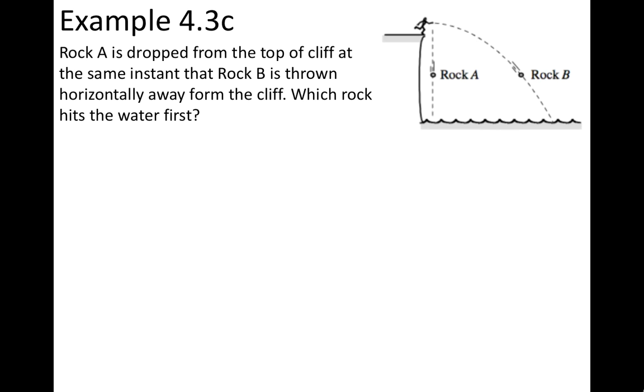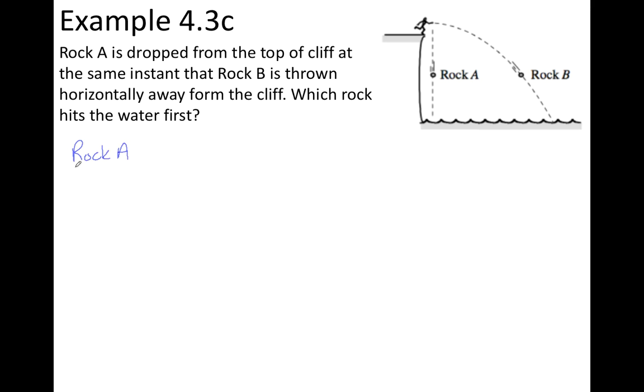Okay, in this example, we're analyzing the same situation where rock A is dropped from the top of the cliff and rock B is thrown horizontally away from the cliff. Here we want to compare the times. And this is going to lead to a really surprising result. Okay, so first we're going to analyze the motion of rock A.